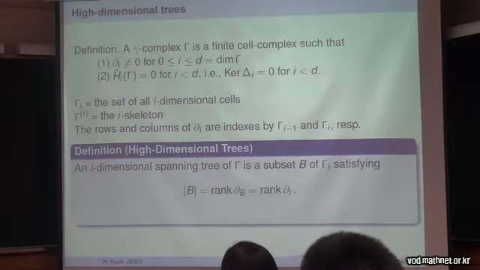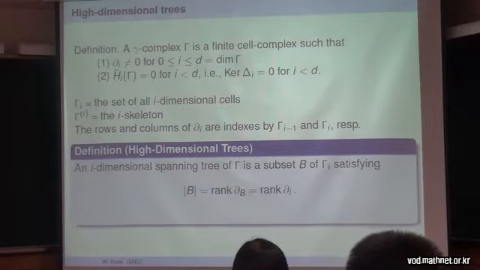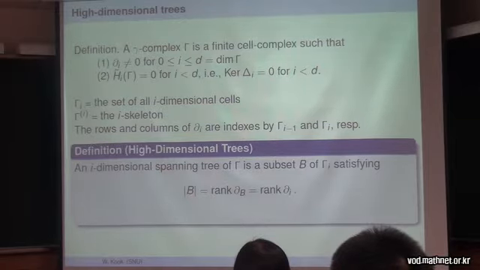So first, say the rank of del I is R sub I. And we choose I-dimensional cells, and we look at the restriction of del I to the cells or simplices corresponding to the ones in the chosen subset capital B. If that rank is the same as the original del I, then we call that an I-dimensional spanning tree. So this is a very natural definition.